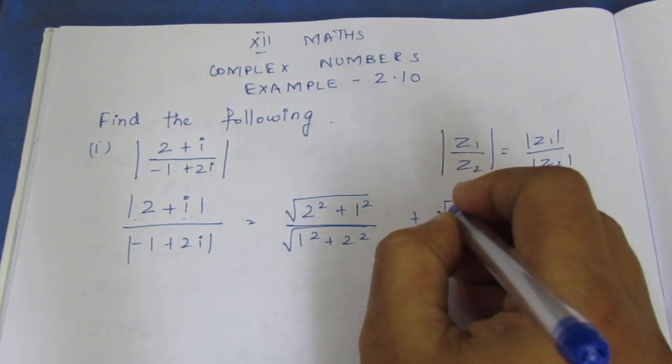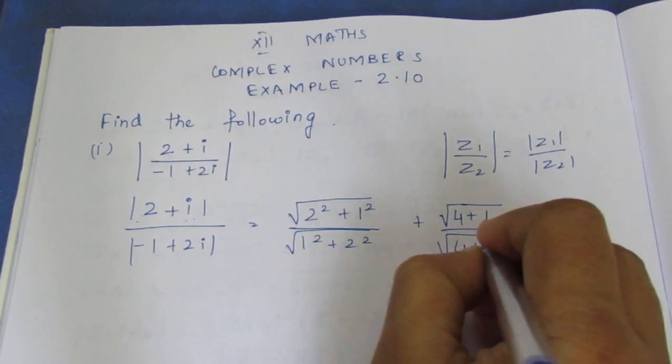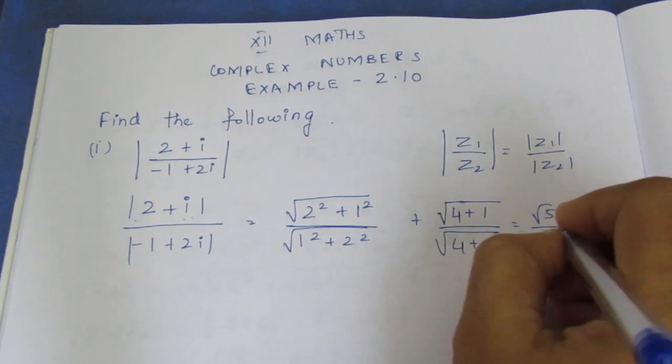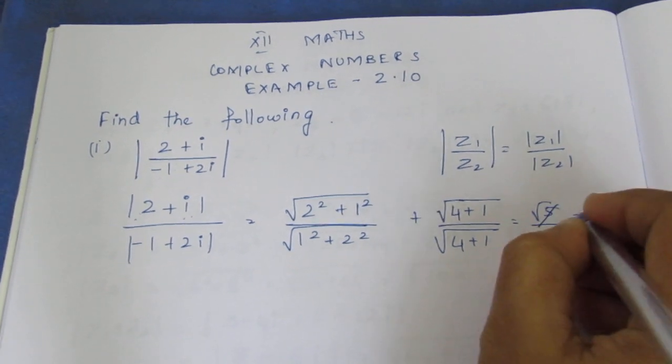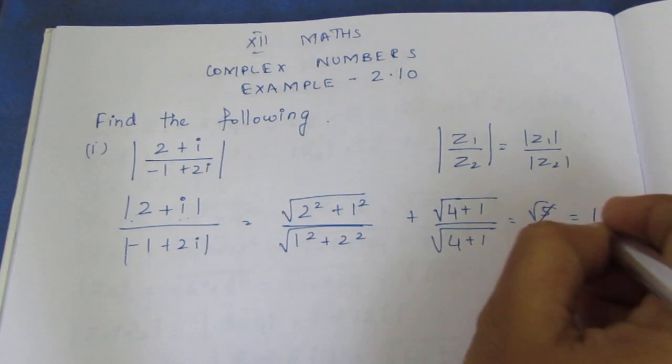This is 4 plus 1, root of 4 plus 1, by root of 4 plus 1: root 5 by root 5. Root 5 by root 5 cancel, equal to 1. So the answer to the first one is 1.